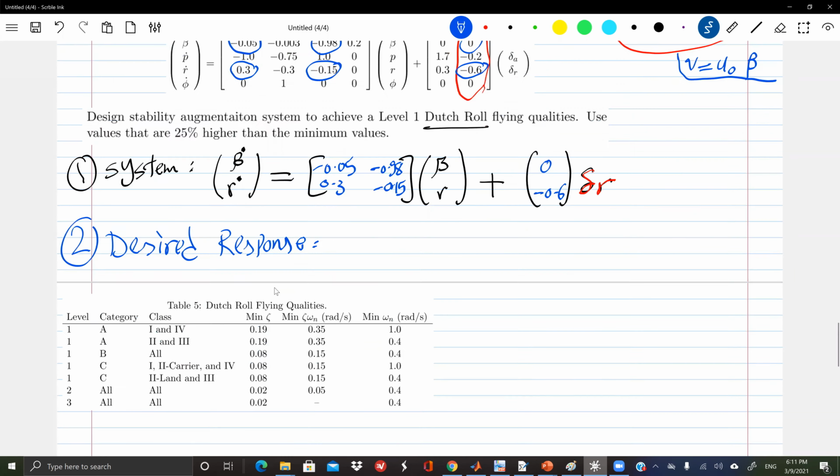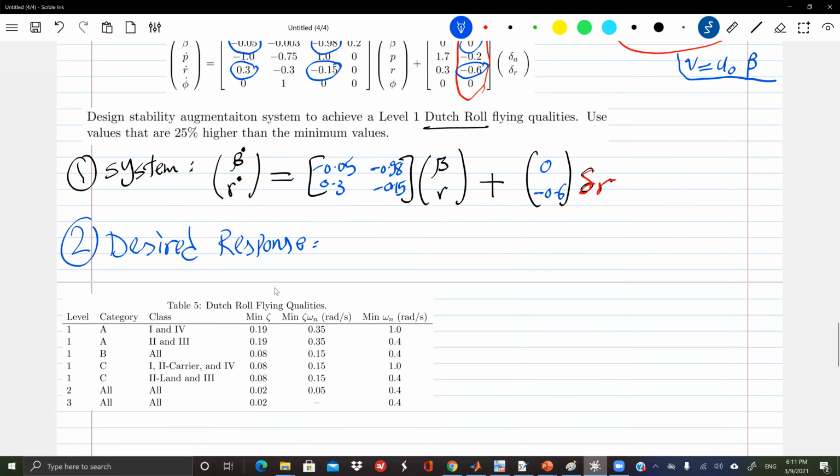Because obviously, if you divide the zeta omega n by omega n to get zeta, you get 0.15, which is larger than the minimum. So the red things here are the minimum requirements coming from the table, the minimum allowable values. And usually, as designers, we give ourselves some margin of safety. Actually, the problem is asking you to take about 25% higher than the minimum, so like 25% more extra.